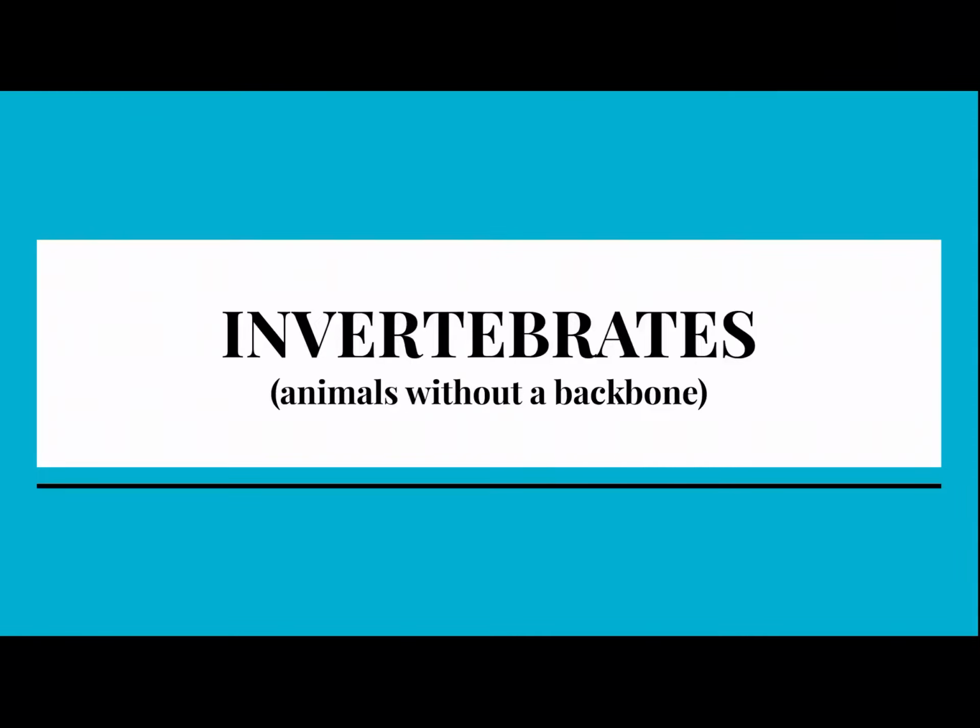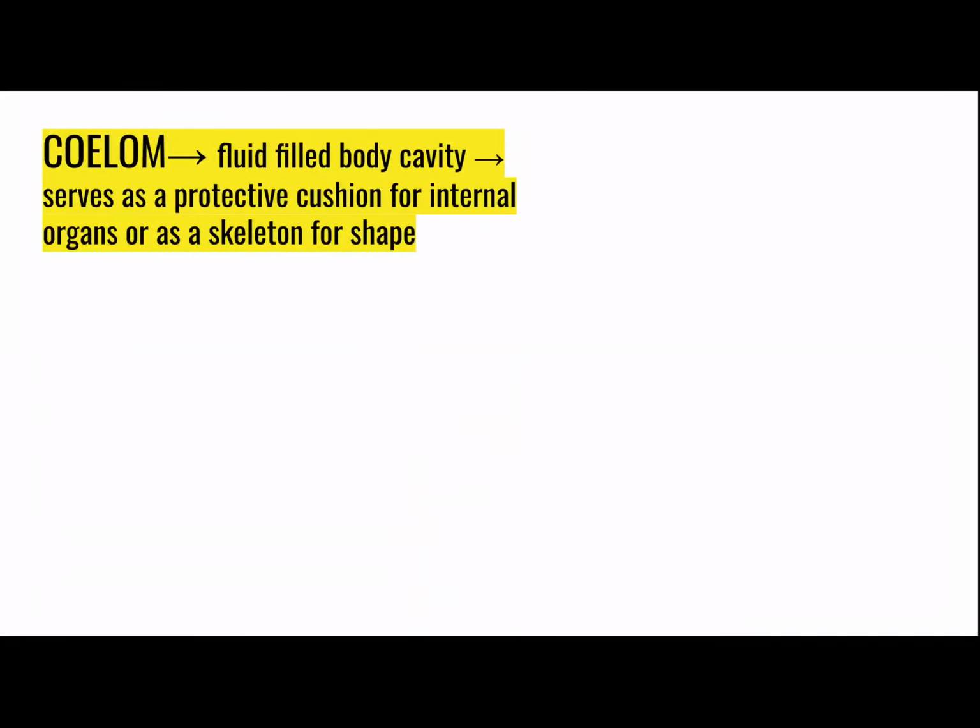However, before we can talk about the worms, there's a few things I need to clarify for you because you're going to see these terms as we go through the three phyla of worms that we have. That is the concept of a coelom. Coelom was one of your vocabulary words for the animal kingdom. A coelom is defined as a fluid-filled body cavity. Specifically, it's a fluid-filled body cavity that has internal organs inside of it. It serves as a protective cushion for internal organs or as a type of skeleton for shape for some of these lower level animals.